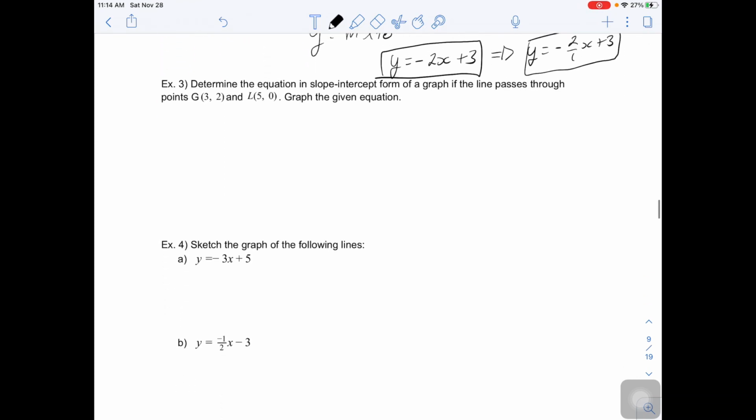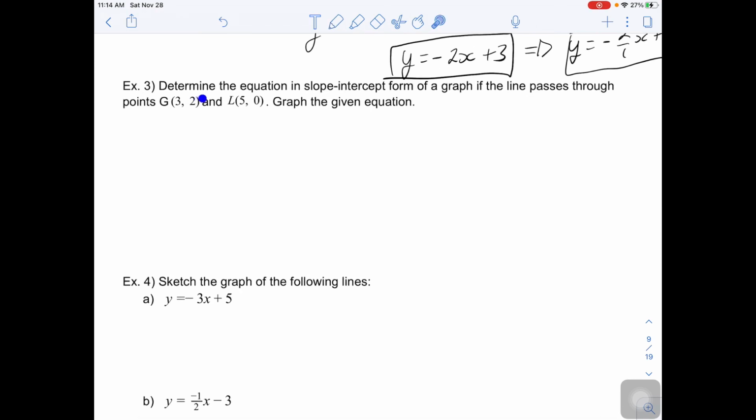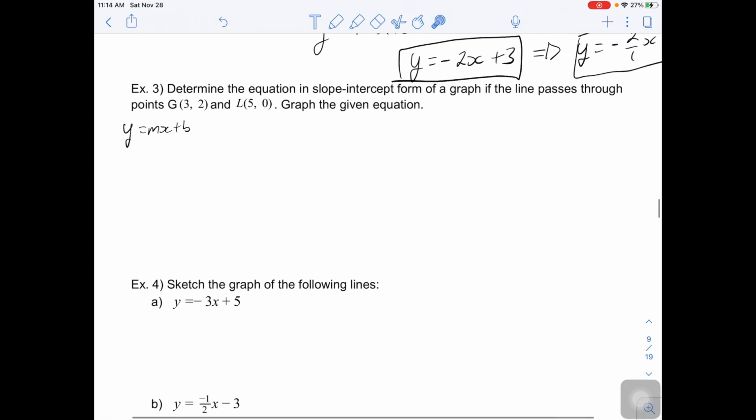So let's look at example 3 here. Example 3 is a little bit different. In this case, it wants you to determine the equation in slope-intercept form. So again, y equals mx plus b. If the line passes through points 3 and 2 and 5 and 0. So here it gives us 2 points to work off of. This time, again, you can always draw the graph if you'd like. You can draw a rough sketch. In this one, I'm going to challenge ourselves to not draw the sketch immediately, okay?